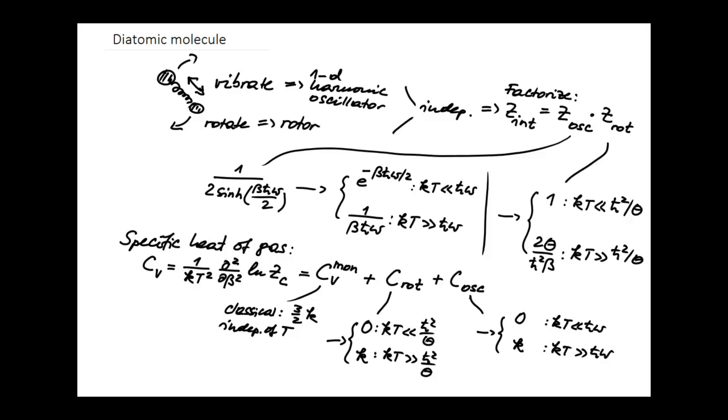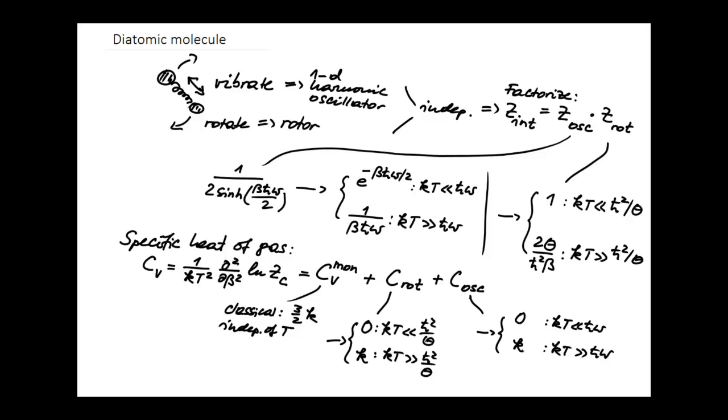So we have, for the specific heat of a gas composed of diatomic molecules, these three contributions. We have the contribution from the translational degrees of freedom. That corresponds to a monatomic gas, and that gives a contribution 3/2 K independent of temperature. Then we have a contribution from the rotational degrees of freedom. That contribution vanishes for low temperatures, and it's K for high temperatures.